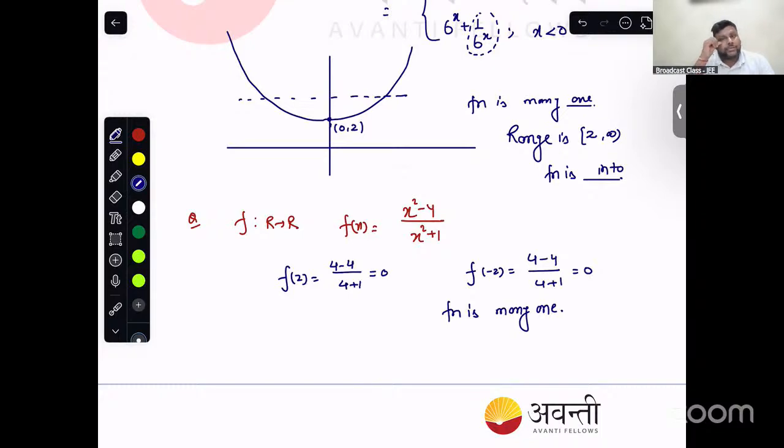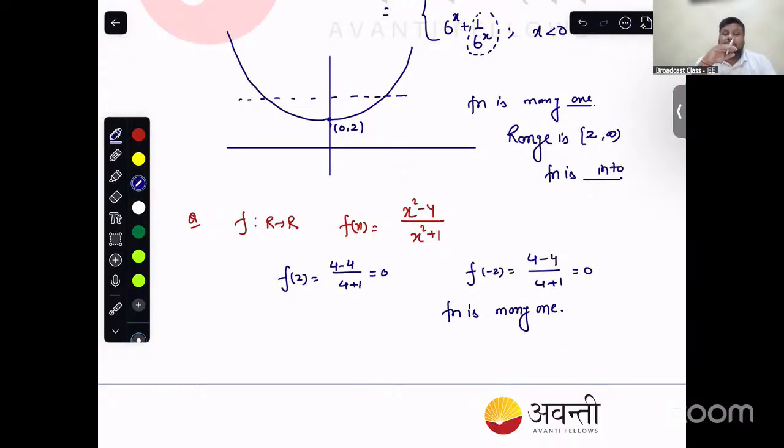This function is going to be many one. Now, if I talk about onto or into, yes. See, its denominator is never going to be zero. Or is it? x square plus 1, the denominator is never going to be zero.